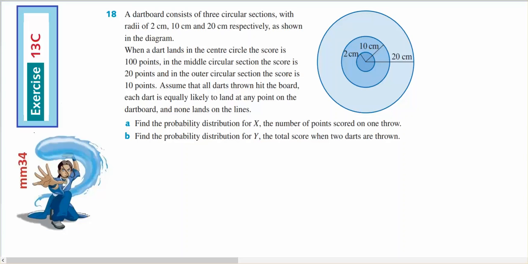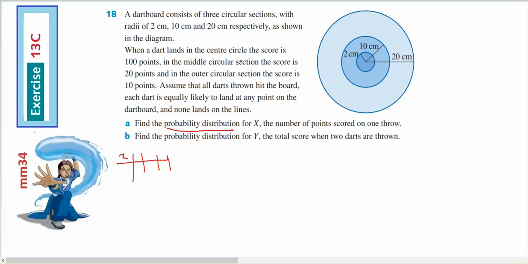This is for Year 12 Methods. It comes out of 13C and it's a probability question, and I need to find the probability distribution for X, the number of points scored in one throw, and Y, the number of points scored when two darts are thrown. Remember, the probability distribution will look like this.